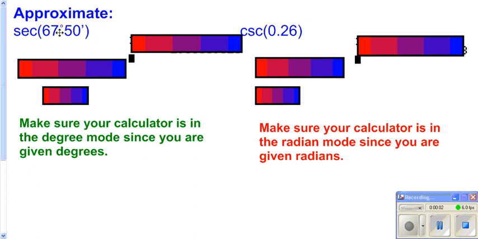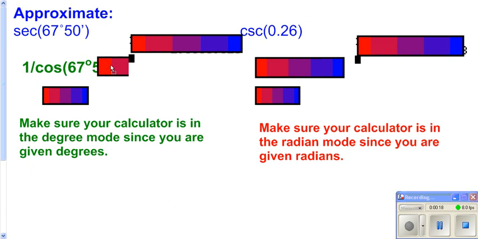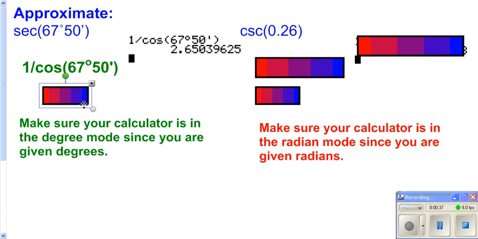We need to approximate, so therefore we'll be using our calculator. However, our calculator does not have a secant on it, but you should remember that secant is the reciprocal of cosine. So we're going to go with the reciprocal of cosine, 1 over cosine of our angle, and we'll type that into our calculator. When we type that into our calculator, you'd want to make sure you're in the degree mode since you have degrees here, it looks like this, and we'll approximate our answer of 2.65.